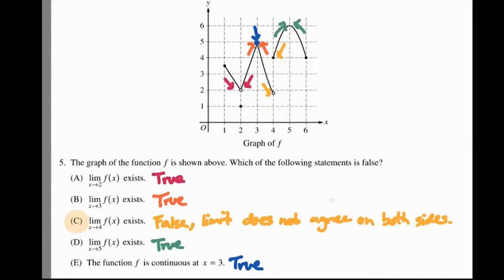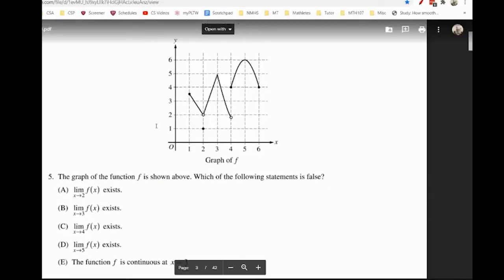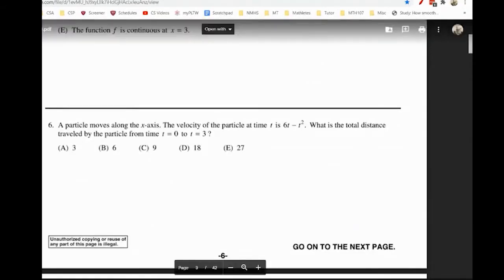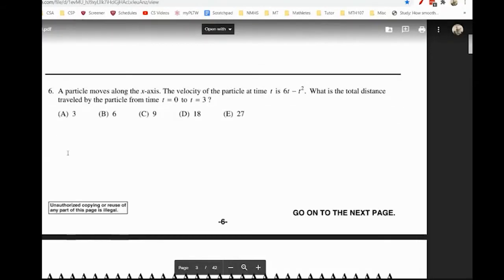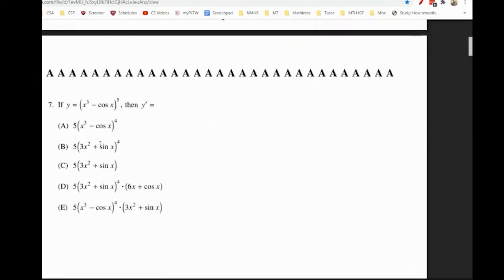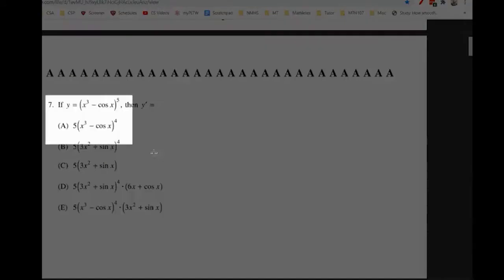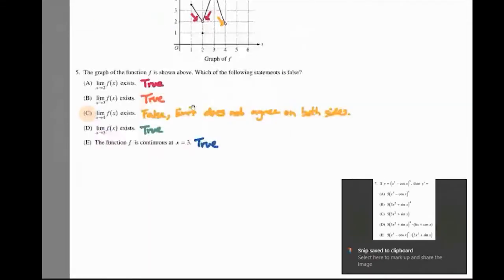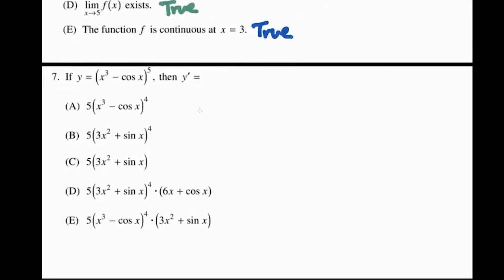Okay. The next one that you should be able to do, if you look at number 6, is a physics problem. So if you want, you can do it if you're one of those physics people. But we're not there yet for finding the total distance. You have to use antiderivatives for that. So we cannot do number 6 right now. Number 7, though, we definitely can do because it's a derivative problem, and that's what unit 2 is all about. So we're doing number 7 now.